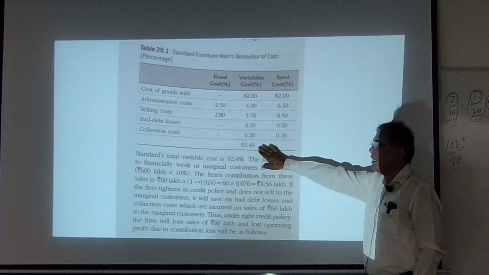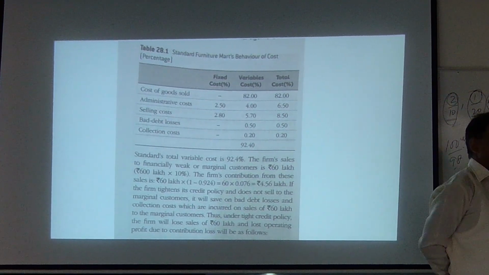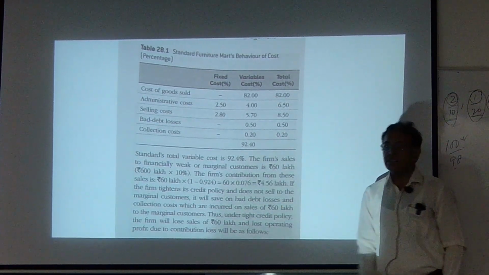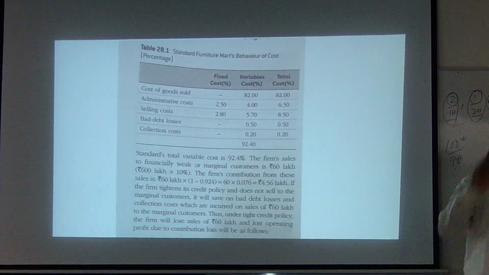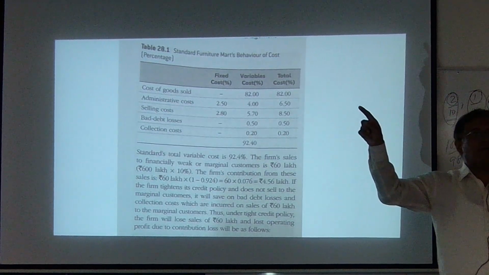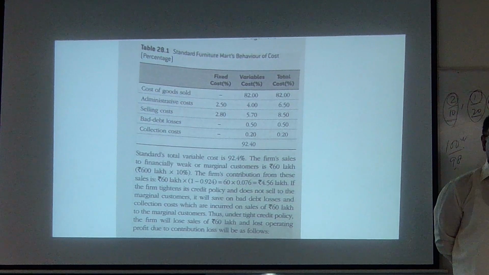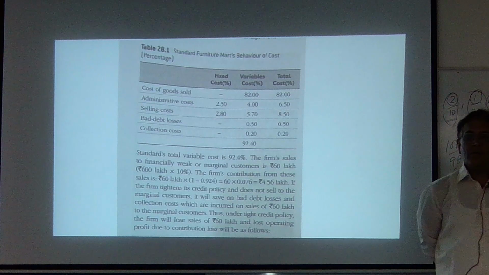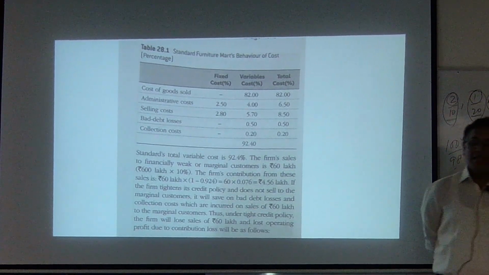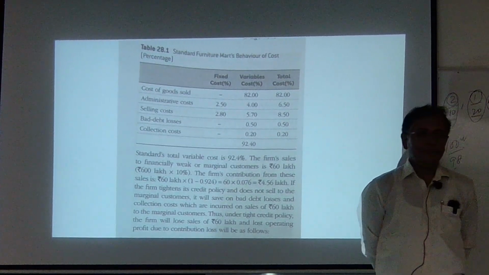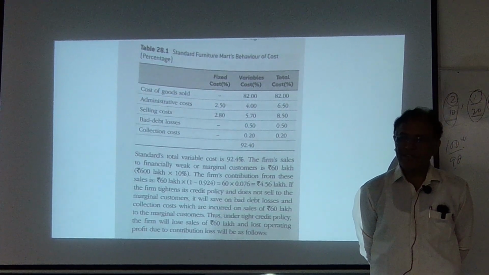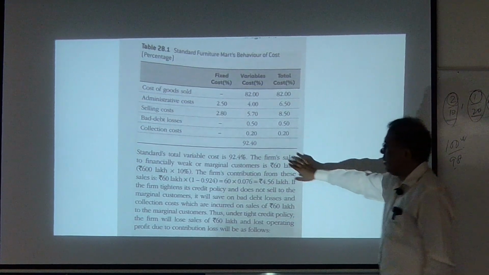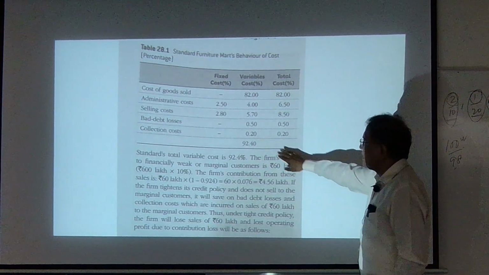टोटल वेरिएबल कॉस्ट 92.4% है. इसका मतलब 1 - 0.9240 अगर कर देंगे तो आपको कंट्रीब्यूशन मार्जिन मिल जाएगा. दैट कंट्रीब्यूशन मार्जिन विल बी अवेलेबल टू यू. व्हाट इज कंट्रीब्यूशन मार्जिन? रेवेन्यू माइनस वेरिएबल कॉस्ट. Since it is in percentage term, we can talk about 100. So how much the percentage is going to be there? What is the amount will be available? 7.6%.